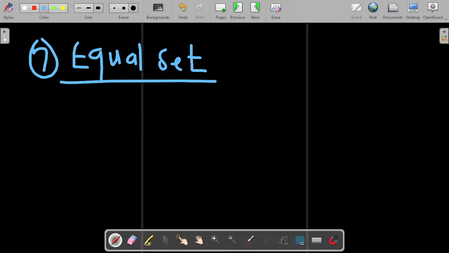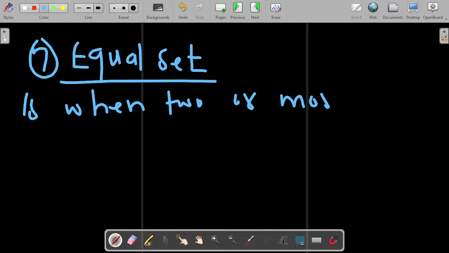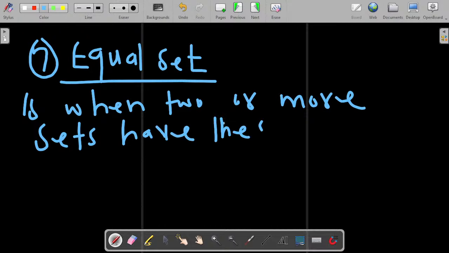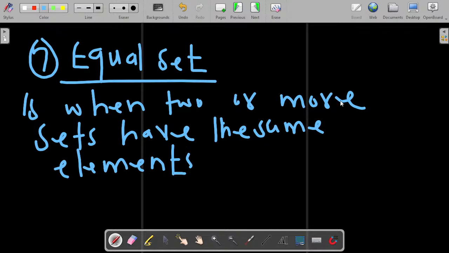So what is equal sets? Equal sets is when two or more sets have the same elements. When two or more sets have the same elements, we call that equal sets.